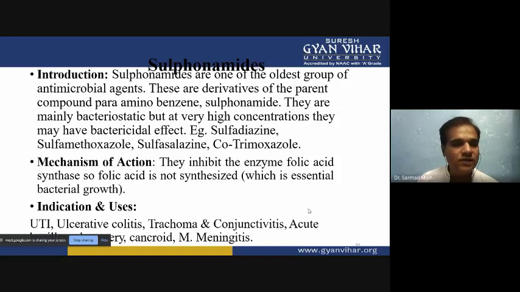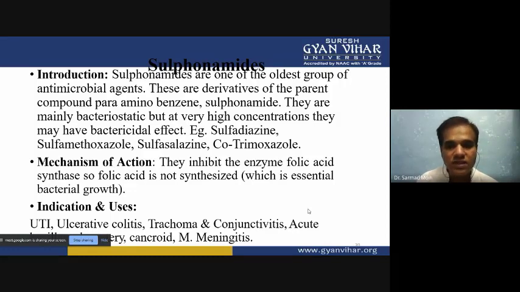Now the mechanism of action. We already said they are bacteriostatic, meaning they inhibit the enzyme folic acid synthase, so folic acid is not synthesized. We know that folic acid is very essential for bacterial growth, so bacterial growth will not occur, and it will work as bacteriostatic.